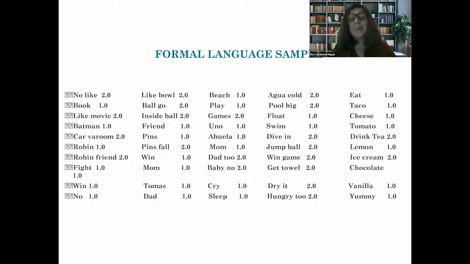Describe it to me." Notice my open-ended questions. Child says, "Batman." "Happens in the movie Batman?" Another open-ended question. "Car, vroom." I gave the child credit for saying vroom. I knew that that meant fast. The car goes fast. "Who else is in the movie Batman?" "Robin." "Tell me all about Robin." "Robin friend." So we go on until I get my 50 utterances, right?